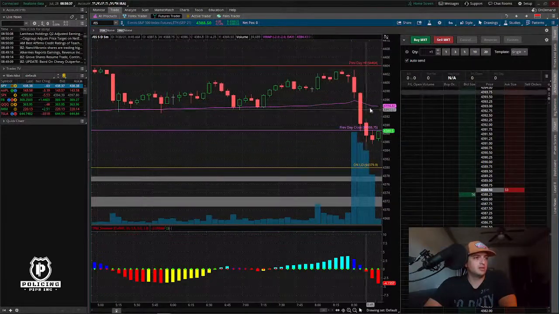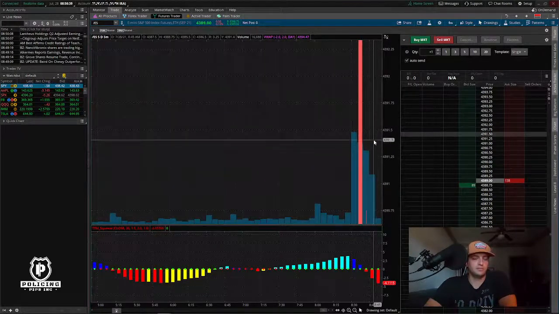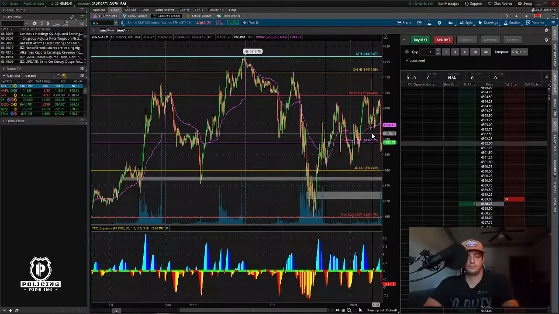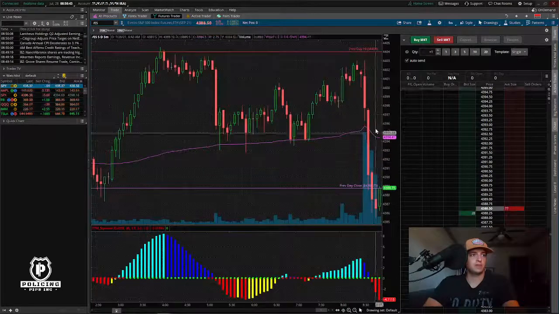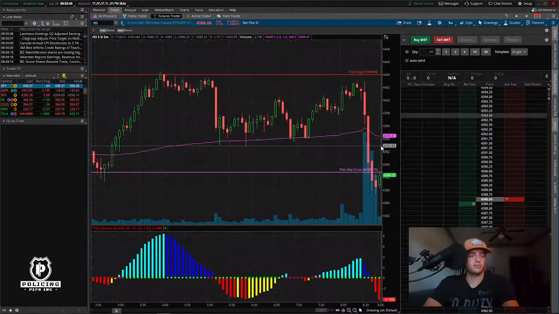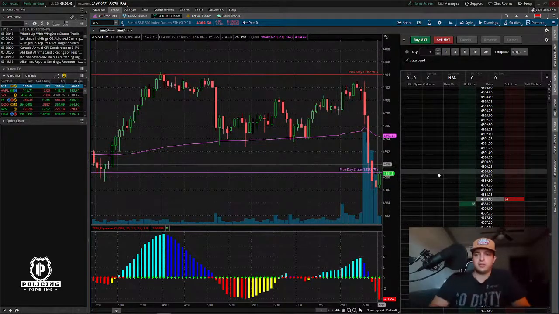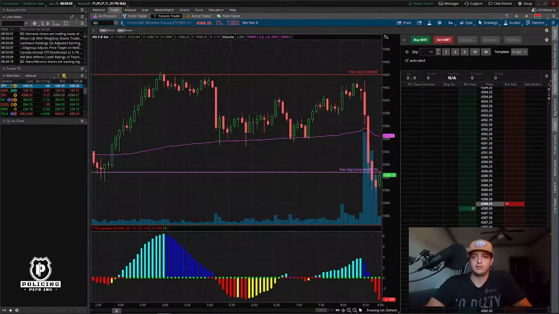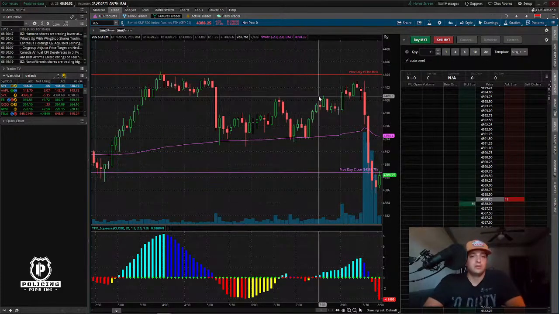Previous day close, maybe the view. Okay, maybe the view app can pull down a bit more, act as a resistance.